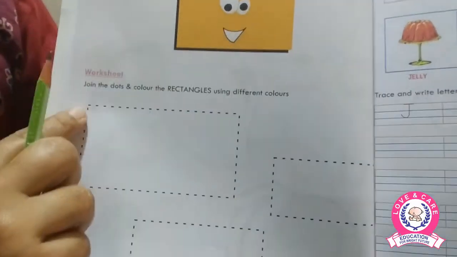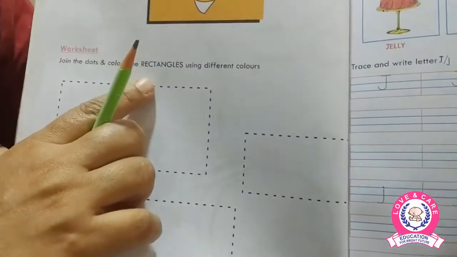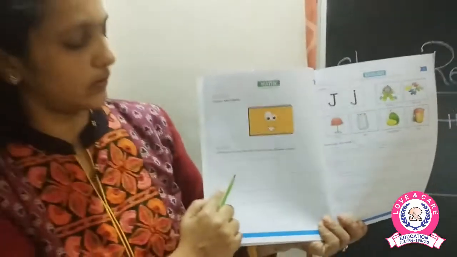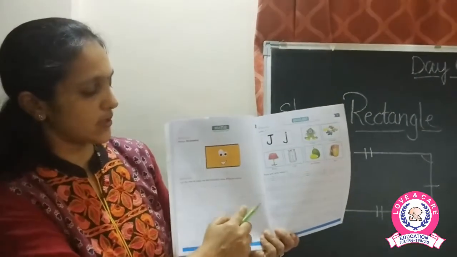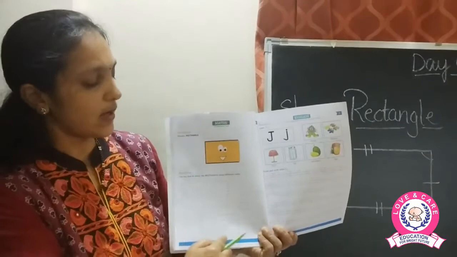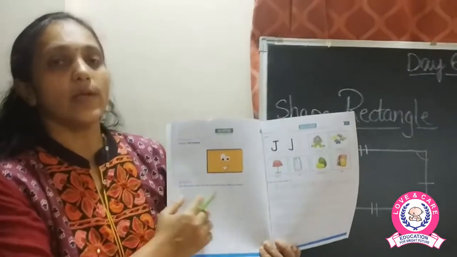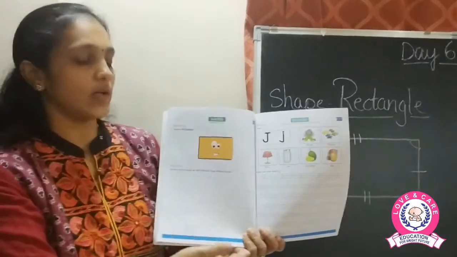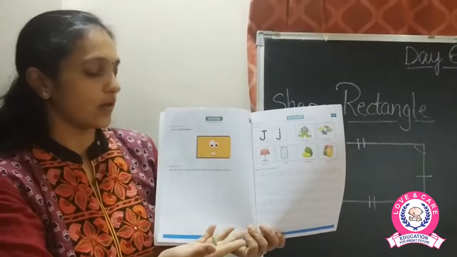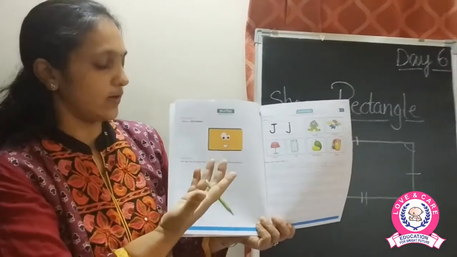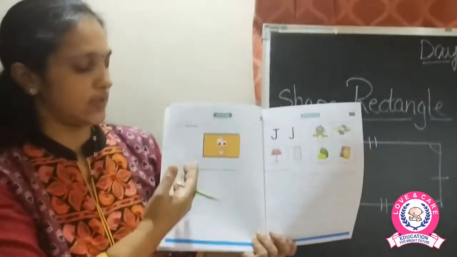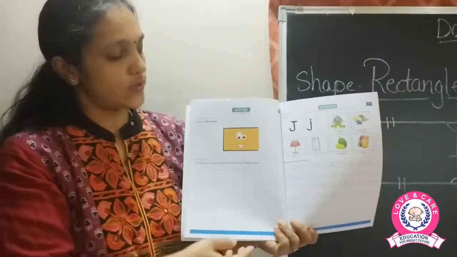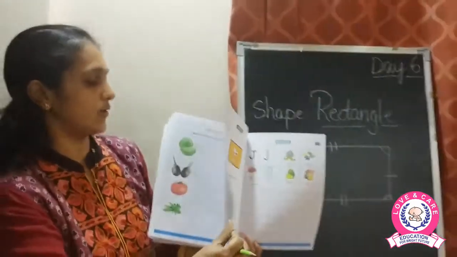Now, here what we have to do is join the dots and color the rectangle using different colors. You have to trace on the given dotted lines. आपने इसको trace करना है. Different rectangles हैं, big and small. So first trace the dots and then color it in a different color. You can color any color of your choice, each one of a different color. जैसे अगर ये red है, ये yellow है, ये green है, any color of your choice. So you have to finish up with this worksheet.